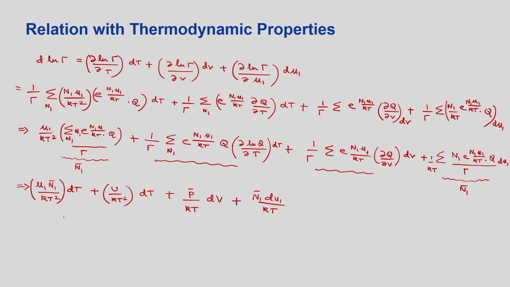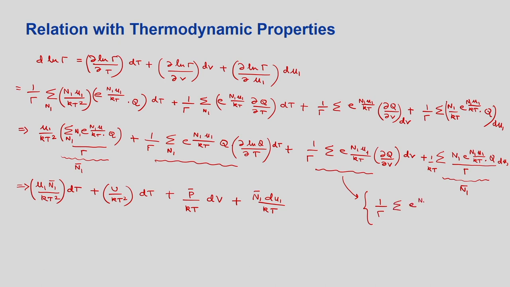So now we have got this expression, this P bar by kT is nothing but this expression dou Q by dou V. So just I want to take this term. It will be something like this to make it more reasonable.